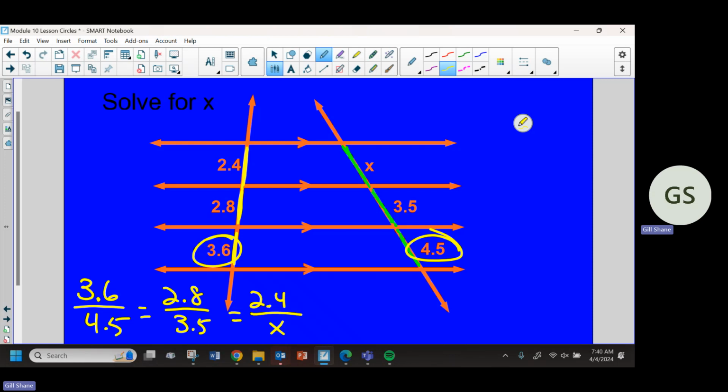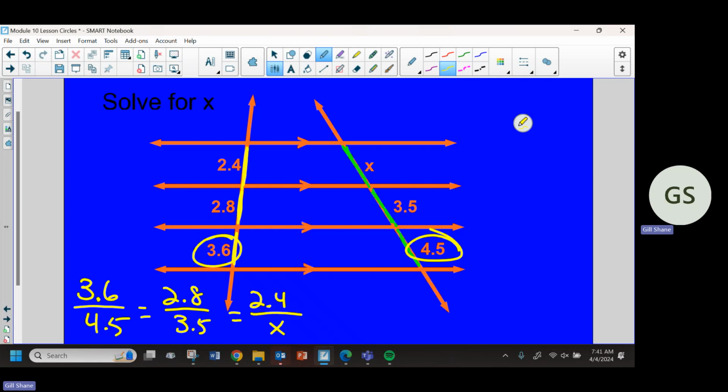And now we can solve by cross multiplying. I can use these two to cross multiply. I could actually use this one and that one and cross multiply. The other thing you can do, if this makes more sense to you, and this is how a couple people did it, I could find the scale factor. I could say, what am I multiplying times 2.8 to get to the 3.5? So if I just said 3.5 divided by 2.8.